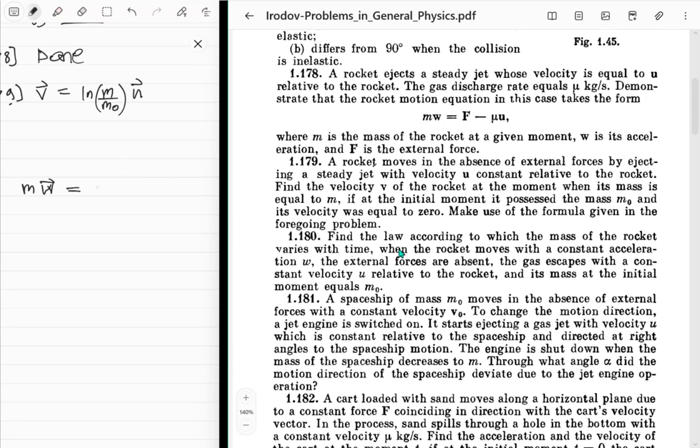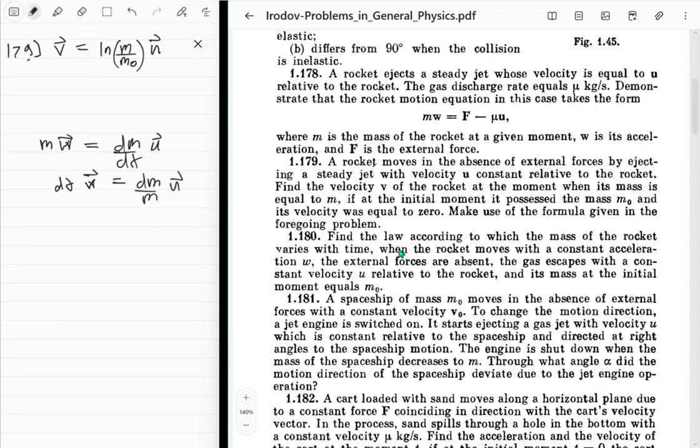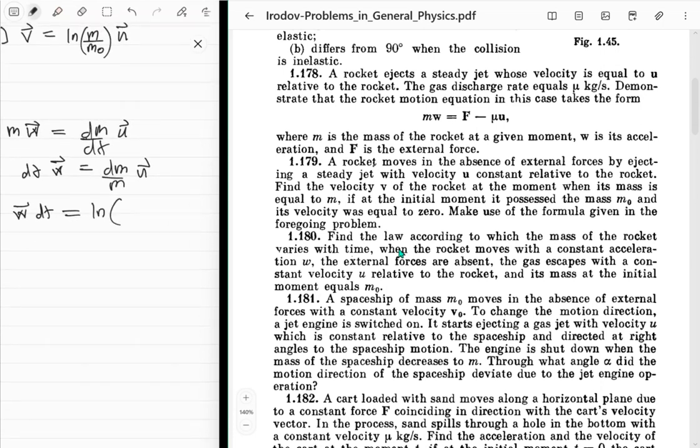Okay, so negative mu is just dm upon dt, and that times u vector. These two are constants, and that's the important thing. So that just means dt times w vector is equal to dm upon m times u vector. So w vector times t is equal to natural log of m upon m naught, if its initial is m naught. Yeah, that should do it.